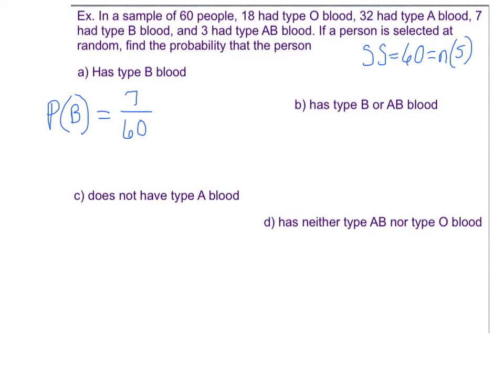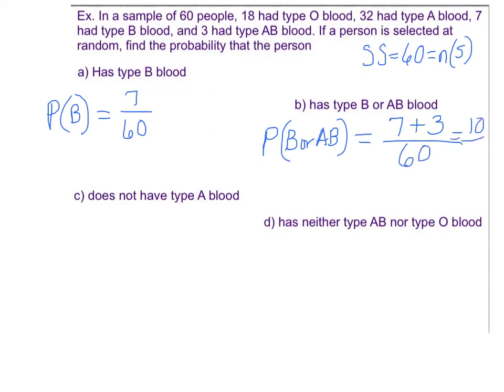All right, if a person had B or AB, you could write it like this. The probability that they have B or AB blood, right? You could write words there instead of the event. All right, so then how many people have type B blood? That would be 7. And how many people have type AB blood? That would be 3 out of how many? 60. So 10 out of 60 would just be 1/6.